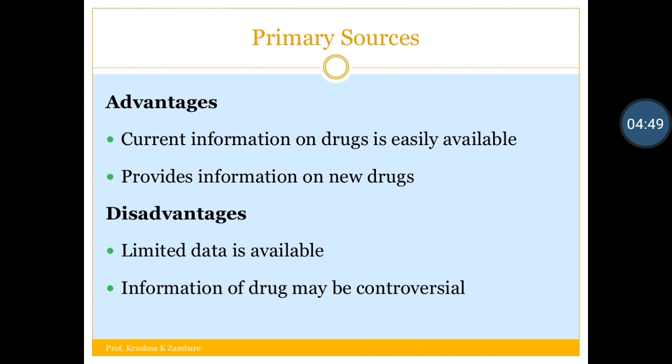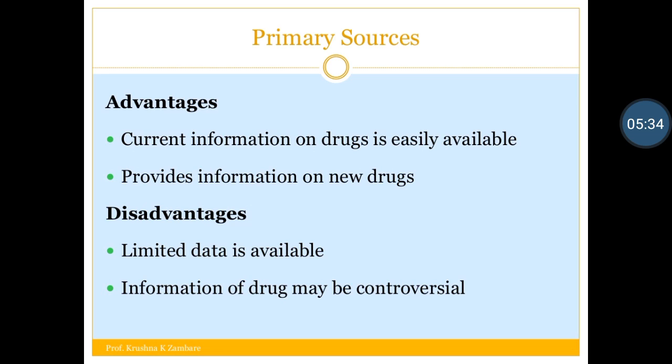Then for primary sources, there are advantages and disadvantages. Advantages: current information on drugs is very easily available, because the research is done in the primary source on new molecules and latest updates. They also provide information on new drugs. They always give new drug information, so it is very easily available and only for new drugs.